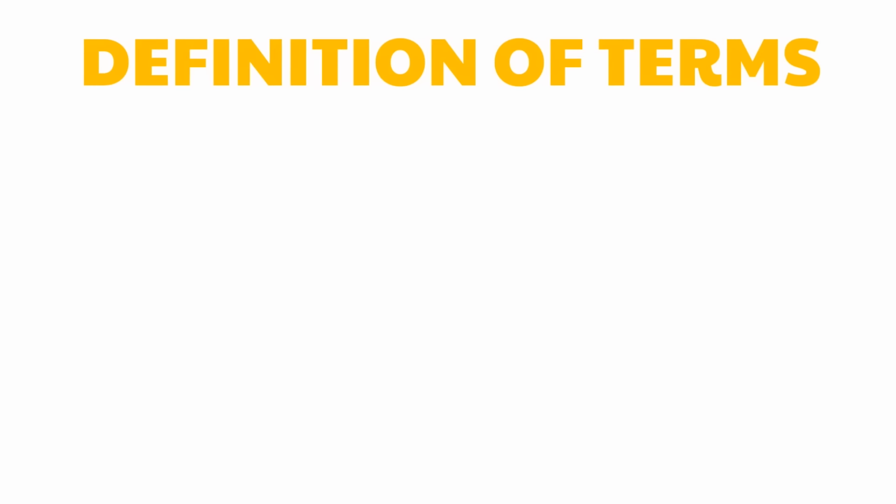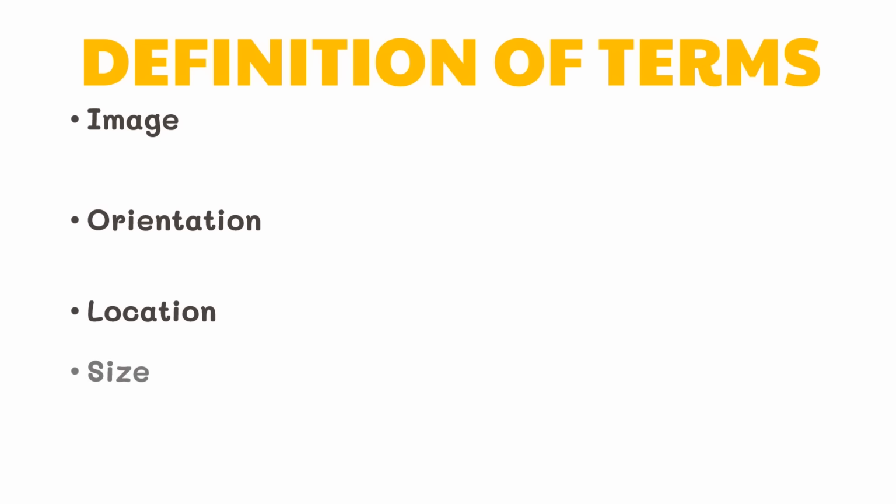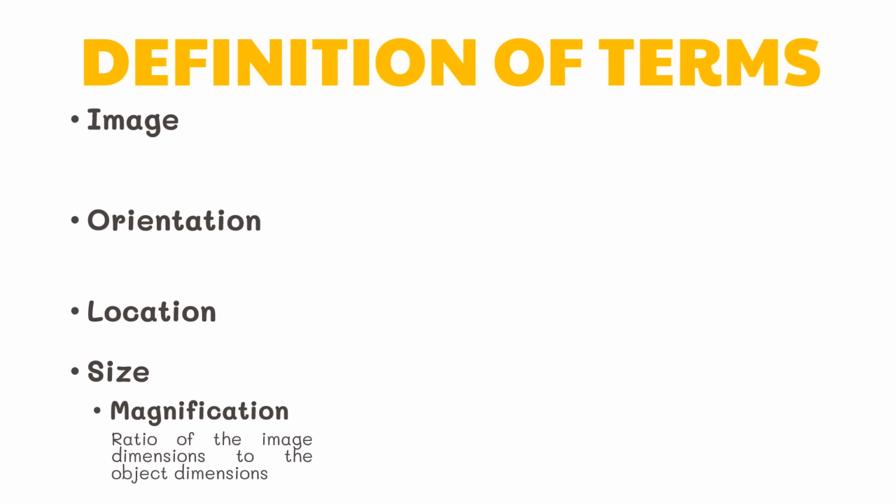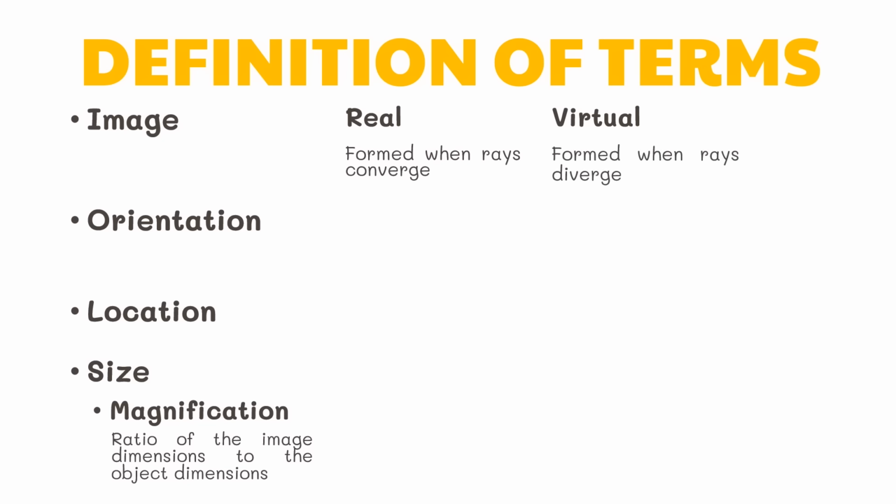Before we proceed, let us first define some terms. The resulting reflected image can be characterized according to image, orientation, location, size, and magnification. Magnification is the ratio of the image dimensions to the object dimensions. An image may be real or virtual. The main difference between real and virtual images lies in the way in which they are produced. A real image is formed when rays converge, whereas a virtual image is shown when rays only appear to diverge.